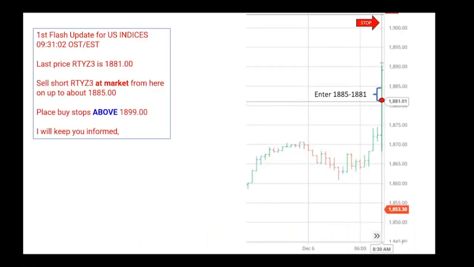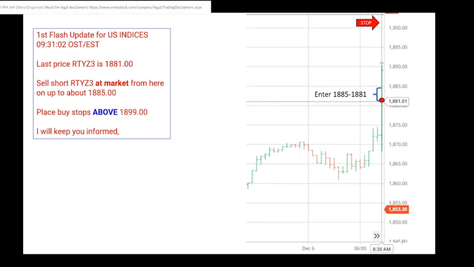So this first flash update came out at 9:30 in the morning. The overnight was pretty quiet. And the trade was to go short Russell at 1881, all the way up to 1885. And also make sure to get your stops in somewhere above 1899, and that he would keep us informed on that. Notice that these flash updates are stamped Eastern or New York Omni time. In this example, you'll see the chart on the bottom right. It shows Central Time where the CME is located.